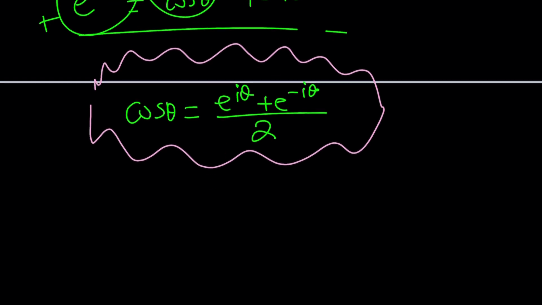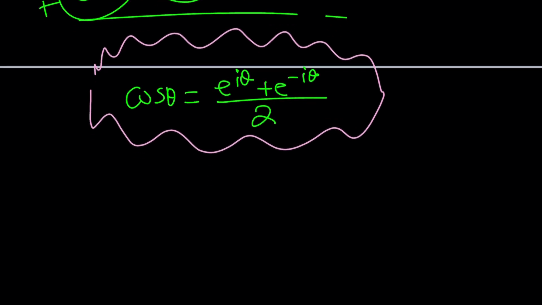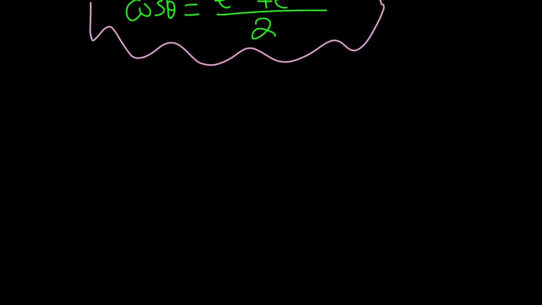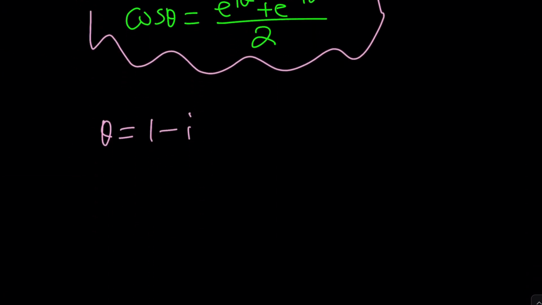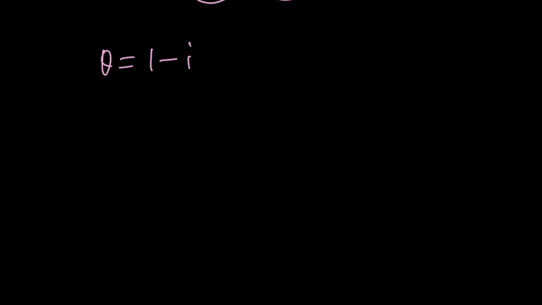So this is cosine theta. And what I'm going to do is replace theta with 1 minus i. That's going to be pretty interesting because we're going to use Euler's formula one more time. Okay, cool. Now let's go ahead and do this. We're going to replace theta with 1 minus i. And by the way, the cosine of a complex number is also complex. And I'll show you the result from Wolfram Alpha, which we can approximate.